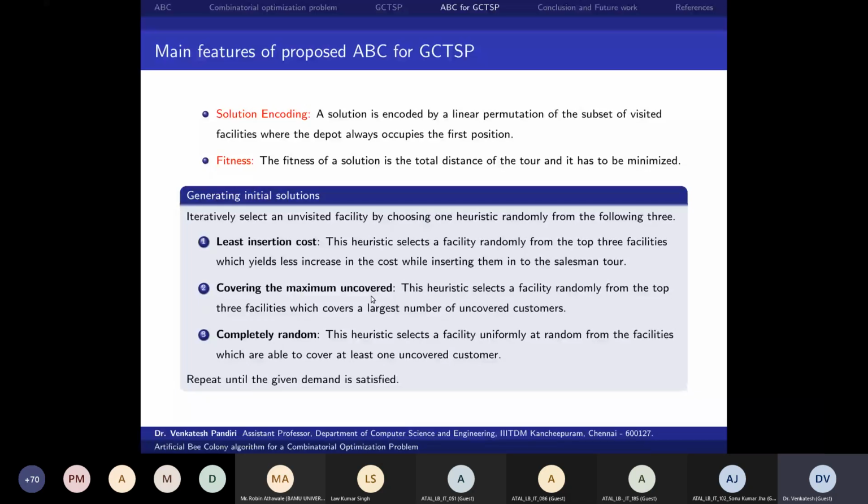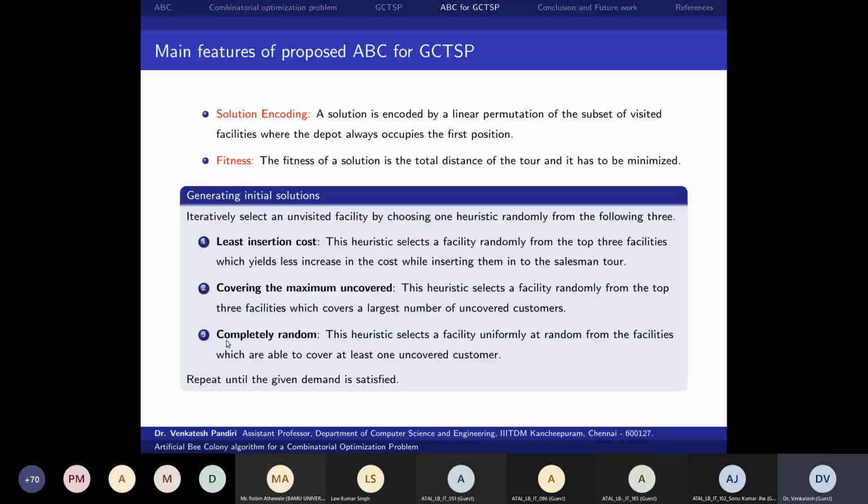For example, I don't know whether I can skip back, it may confuse. So if some facility's coverage is very high, then the chance of selecting it is also very high, right? For example, one facility covers only 10 customers and another facility covers 20 customers. If you select that facility, you can cover more customers. So I will take the facility which has 20 customers. So this is another heuristic.